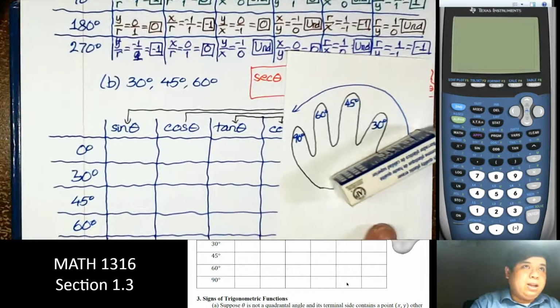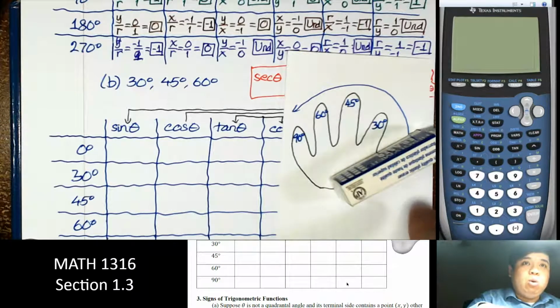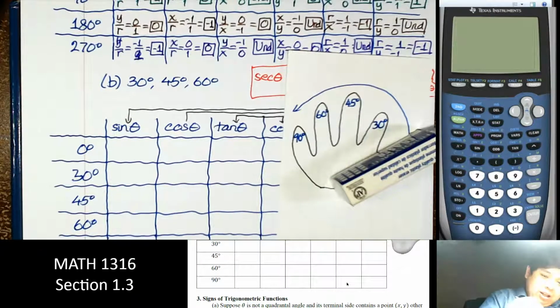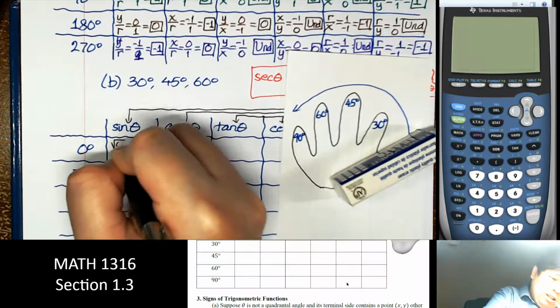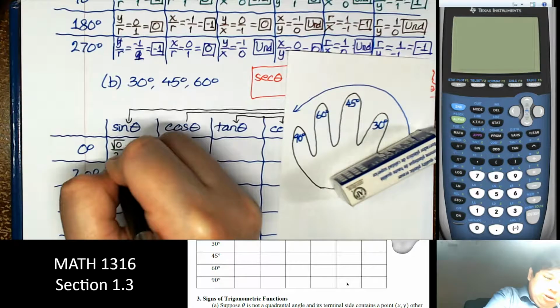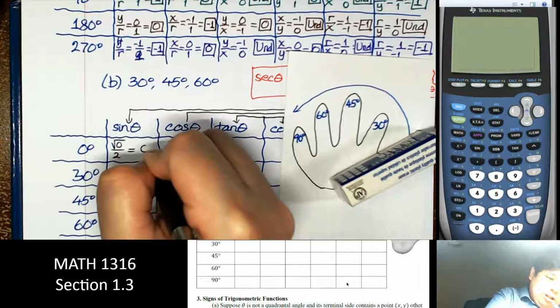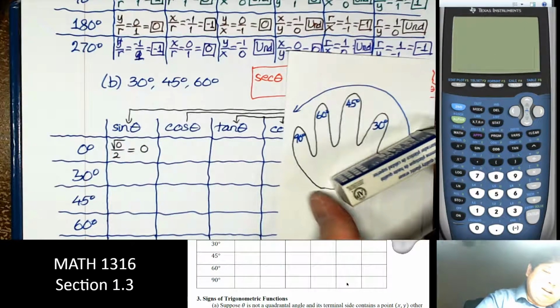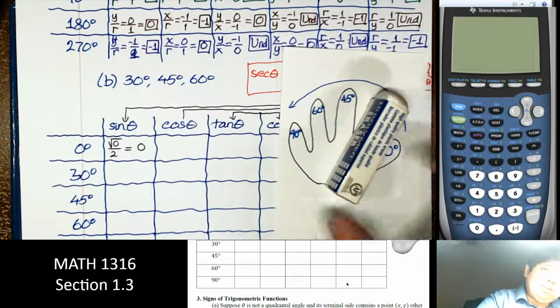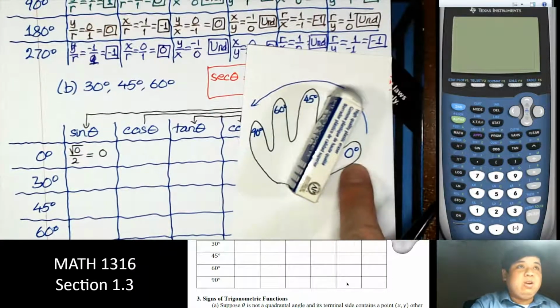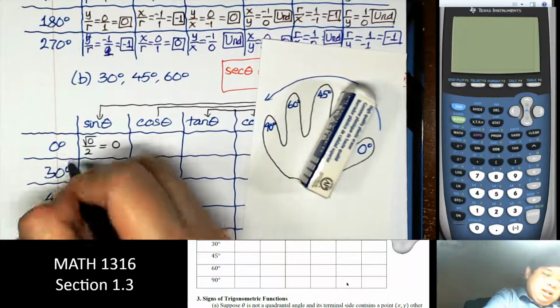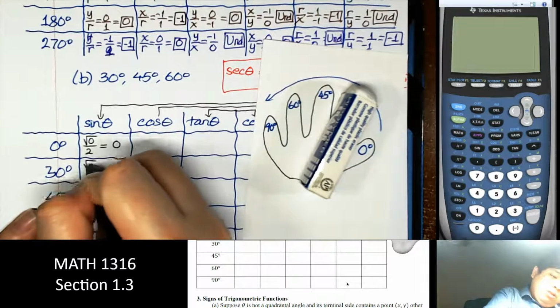Now, sine is on the right. There are no fingers on the right of it. So we have the square root of the right fingers over 2, which is just 0. Now, 30 degrees. For 30 degrees, there will be 1 finger on the right, 3 fingers on the left. The sine is the right fingers.